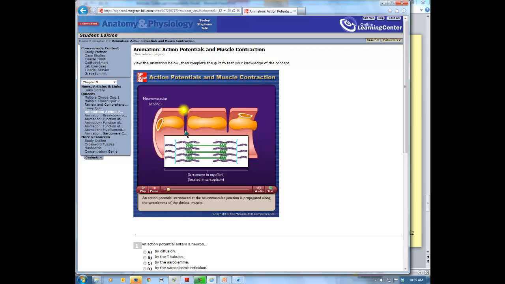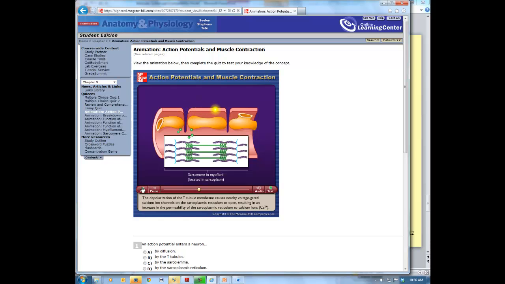So the impulse comes down, it stimulates calcium to be released from those sarcoplasmic reticulums. Just watch it happen a couple times here. It's going to show calcium release pretty soon. There's the calcium, and that calcium is going to come down and bind to actin. And when the calcium binds to the actin, that starts the interaction between actin and myosin. It actually is going to change the shape of the actin myofilament.